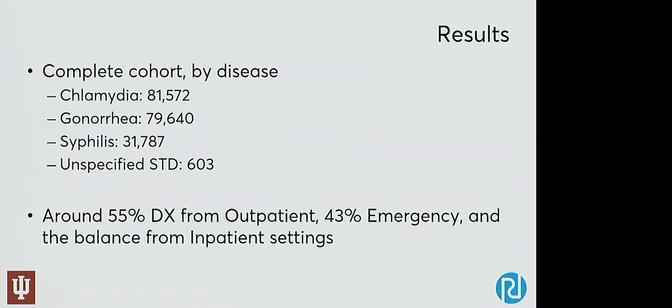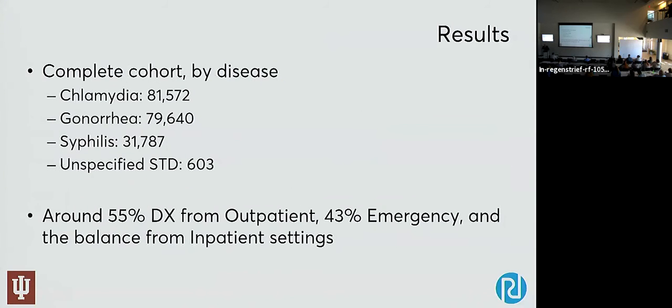All right, so the complete cohort by disease, we had about 82,000 chlamydia cases, 79,000 gonorrhea, 31,000 syphilis, and a lot of these are negative tests. So don't think that that's our incidence in Indianapolis, although I will say we are number 3 in the country for gonorrhea. And then unspecified STD was 603. About half came from diagnosis in the outpatient setting, another 43% from emergency, and a tiny bit from inpatient.